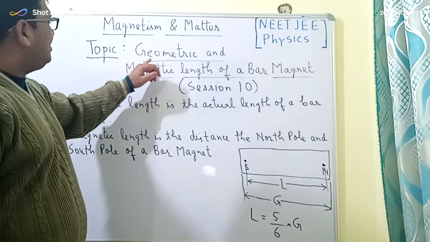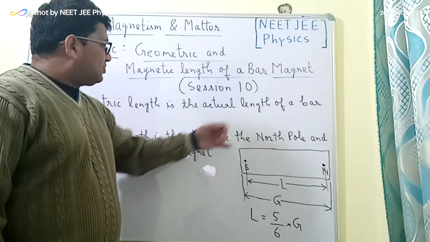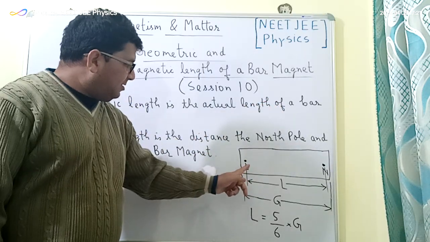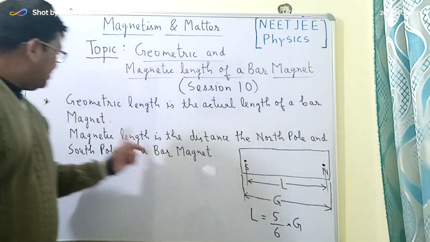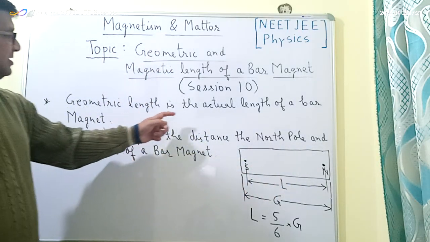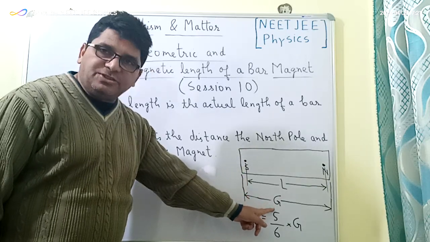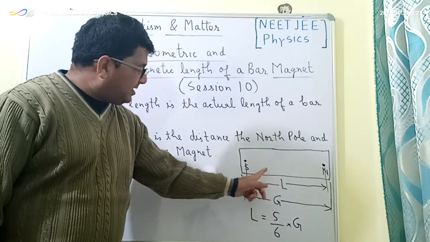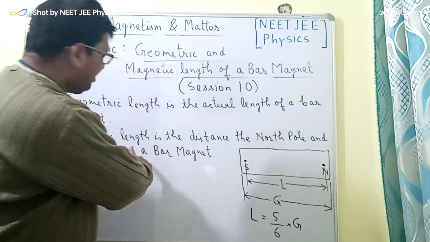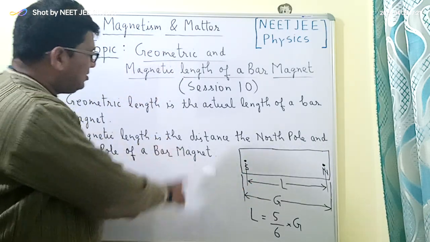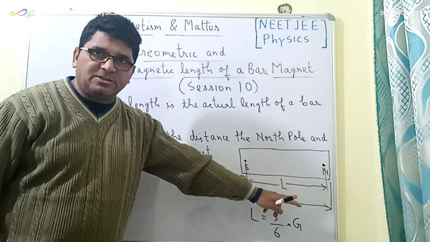The topic is the geometric and the magnetic length of a bar magnet. So, this is a bar magnet here, and this is the south pole of it, and this is the north pole of it. The geometric length is basically the actual length of a bar magnet. So, here G is the actual length of the bar magnet as shown in this figure, and here L is the magnetic length, which is equal to the distance between the north pole and the south pole of a bar magnet as shown in this figure.